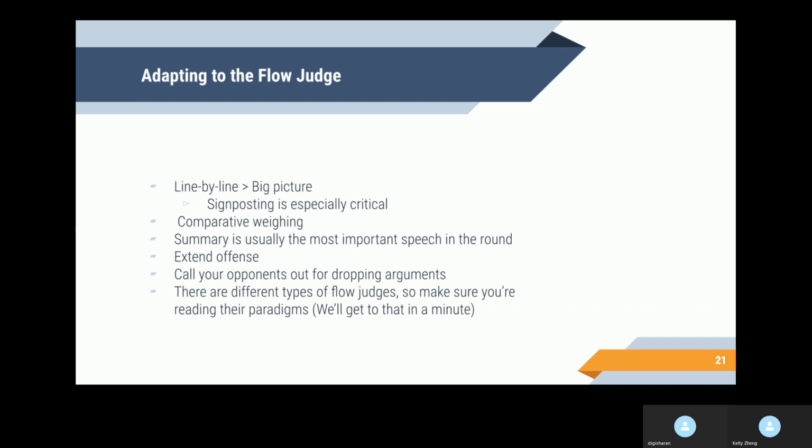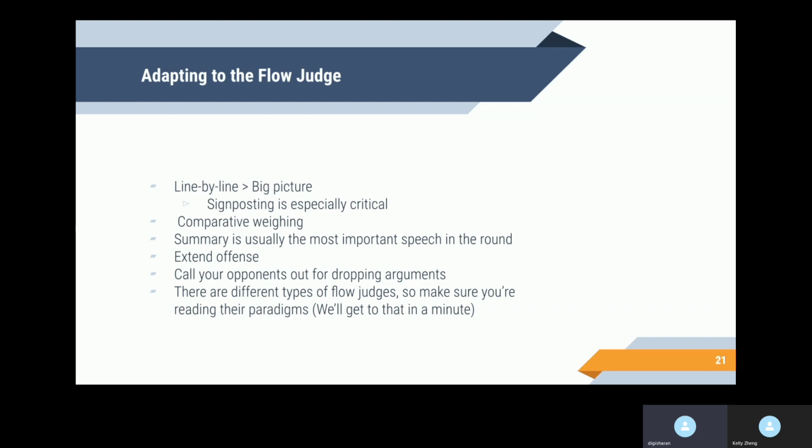Call out your opponents for dropping arguments, like what Kelly was talking about earlier. Calling out dropped arguments, stuff like that, may get a little annoying on the lay, but on the flow, it just helps your judge visualize what's happening on the flow.